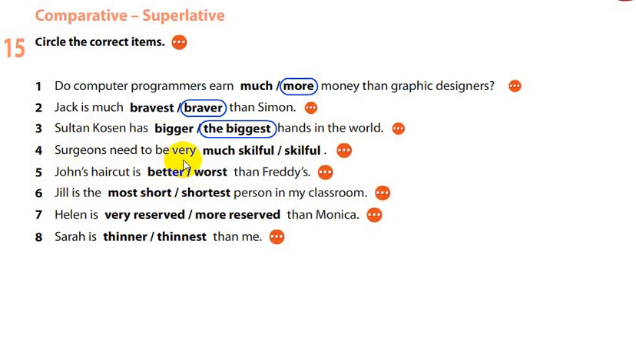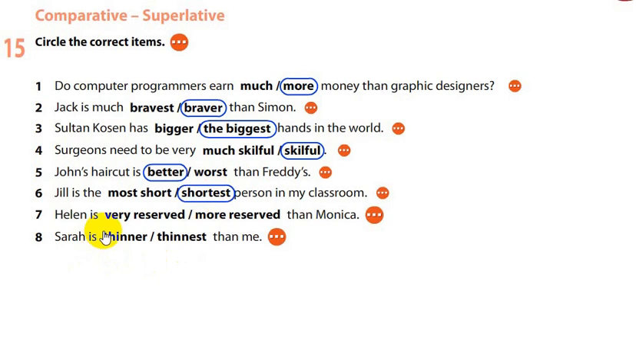Surgeons need to be very... When we have the word very, we must remember that we use only the adjective. Skillful. John's haircut is worse than Freddy's. John's haircut, Freddy's haircut. We compare, so with the word better. Jew is the shortest. You remember that short words with one or two syllables must add the ending, so you use shortest.